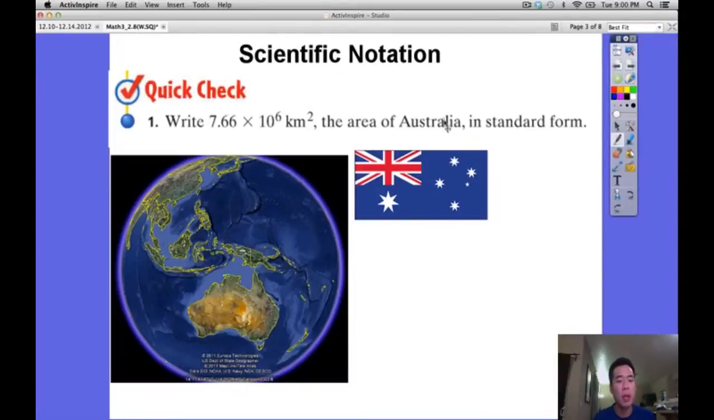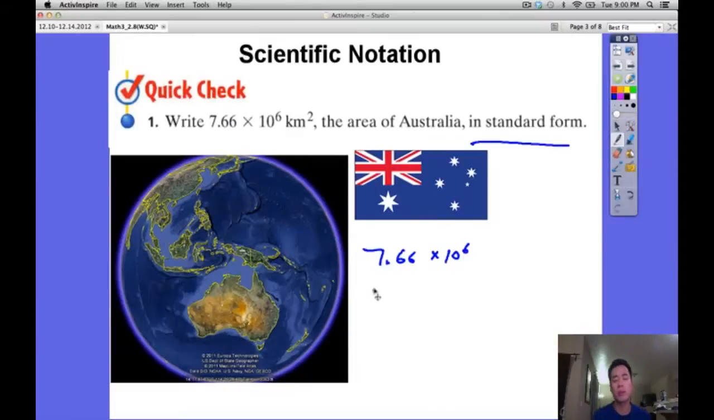Please write 7.66 times 10 to the 6th power kilometers squared. This is the area of Australia in scientific notation, so we need to write this in standard form. Standard form really means, hey, write it out long ways. So I have 7 and 66 hundredths times 10 to the 6th power.